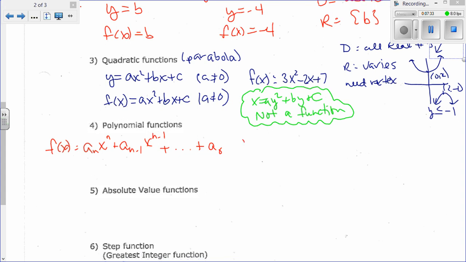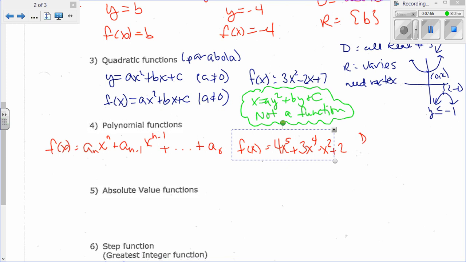So an example would be f of x equals 4x to the 5th plus 3x to the 4th minus x squared plus 2.